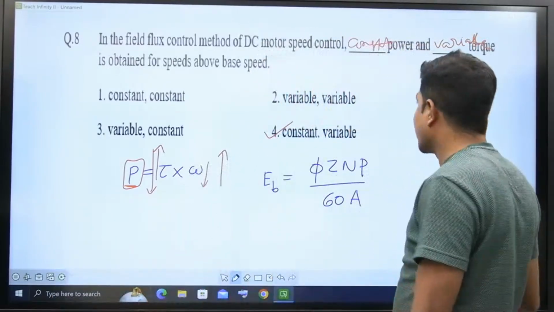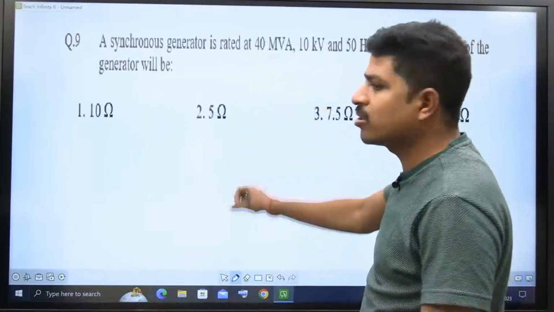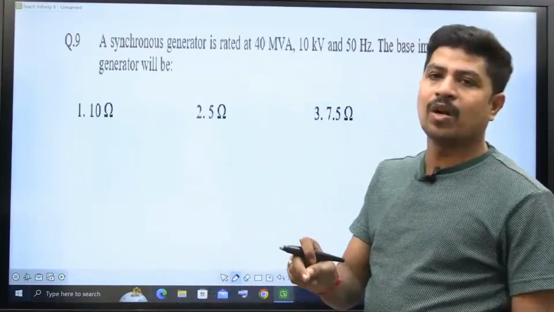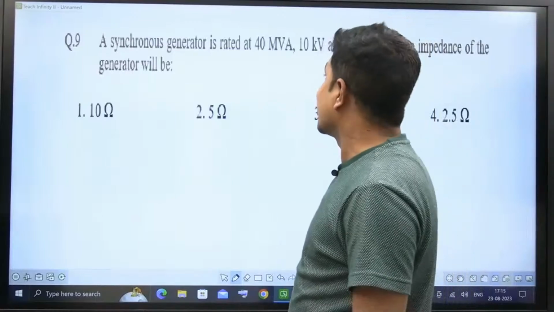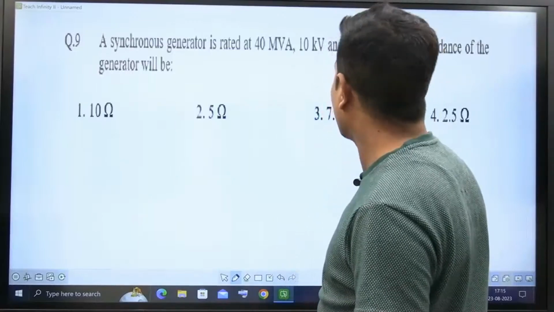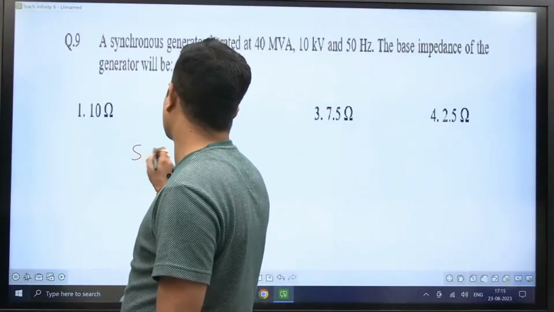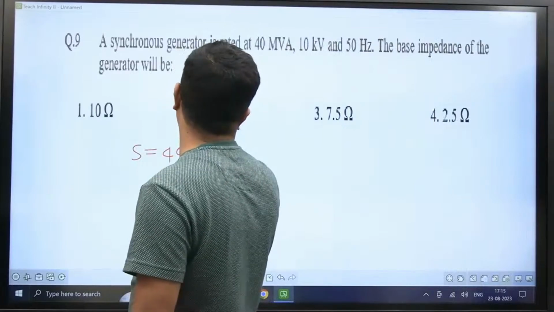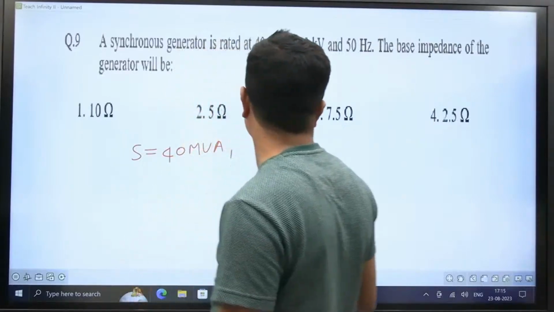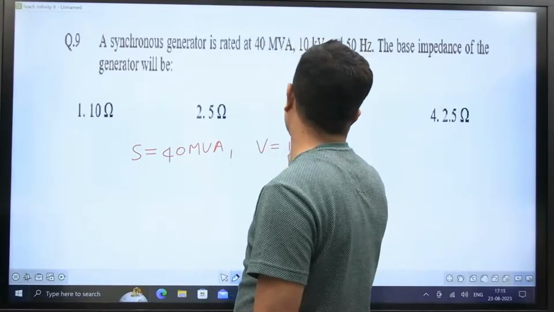Let's go to the next question. This is a direct formula question, only one step. A synchronous generator is rated at 40 MVA, so S is equal to 40 MVA, 10 kV and 50 hertz. Voltage rating is equal to 10 kV.